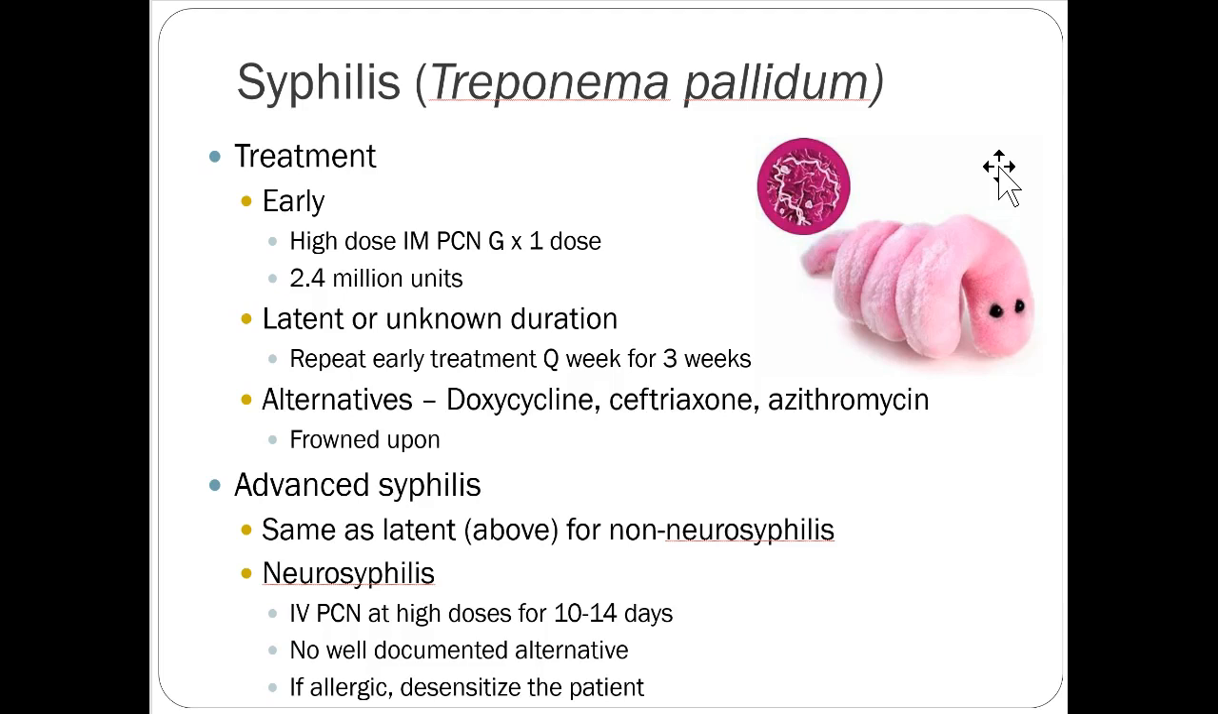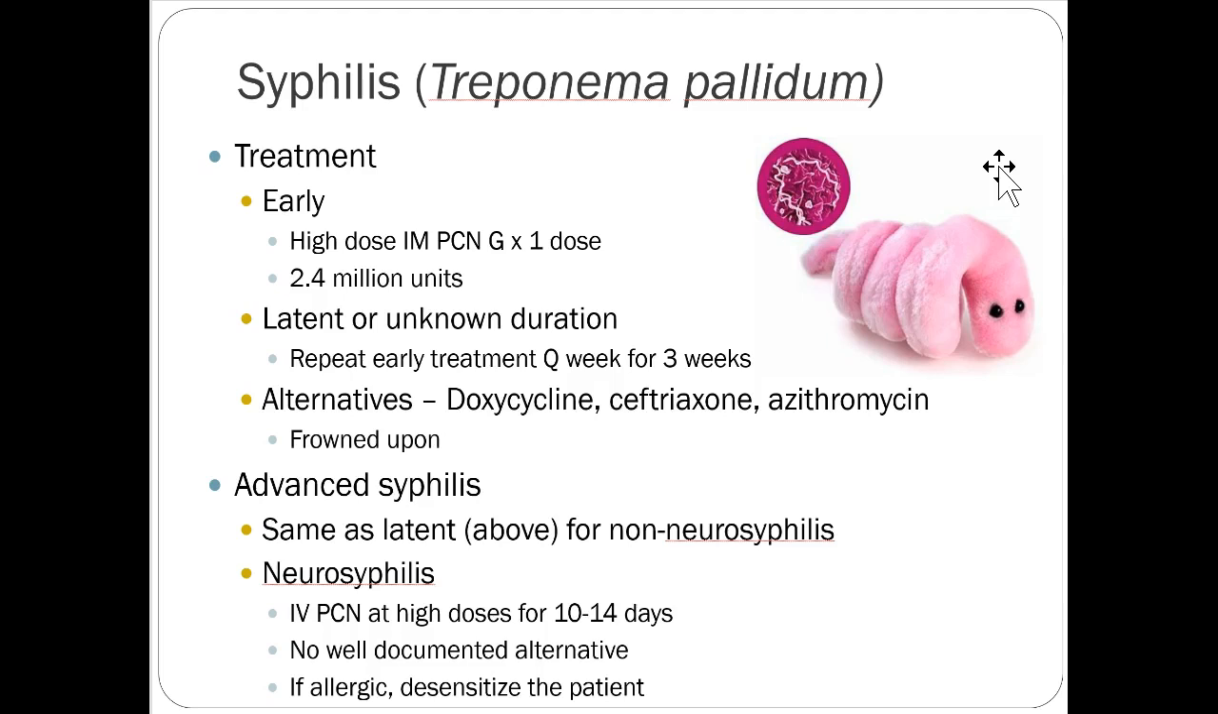Early treatment is very simple. Syphilis responds really well to penicillin, so a single high dose IM penicillin is fine. For latent or unknown duration patients, so if somebody comes in and has had syphilis symptoms for a while, you want to repeat that high dose for 3 weeks. So you get 3 doses of it instead of just 1.